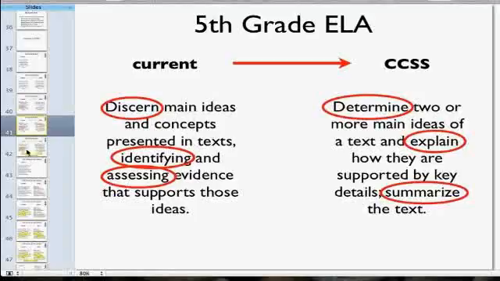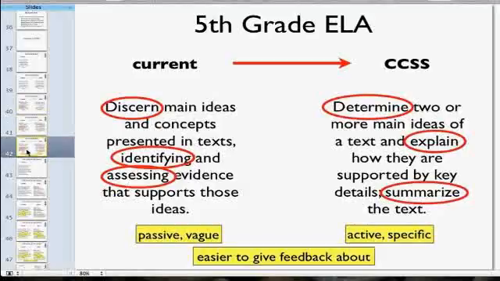So some things that you see when you compare this current to the Common Core, a certain level of passive nature to active, and I think even more important for the cognitive development of students, I think that the Common Core standard is easier to give feedback to and for students because of its specificity, and easier probably to write really specific learning targets for students so they can track and know what they're learning and how they're learning it.